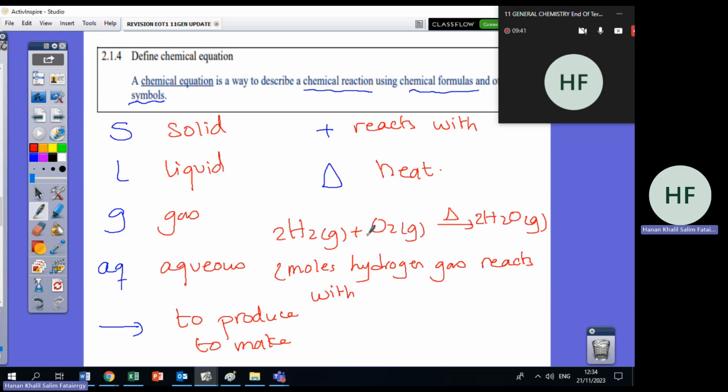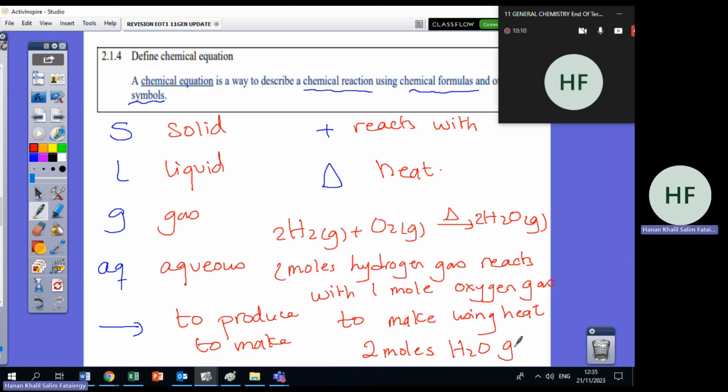Of course, no number here means 1 mole. O is oxygen and G is gas. Now the arrow means to make. And delta is heat, using heat. 2. Now H2O, you can either say 2 moles H2O, or if you know that H2O is water, you can say water, H2O gas. So this is the way we write the chemical reaction in words. So whenever he asks you to change the chemical reaction into words, this is the way we change it into words.